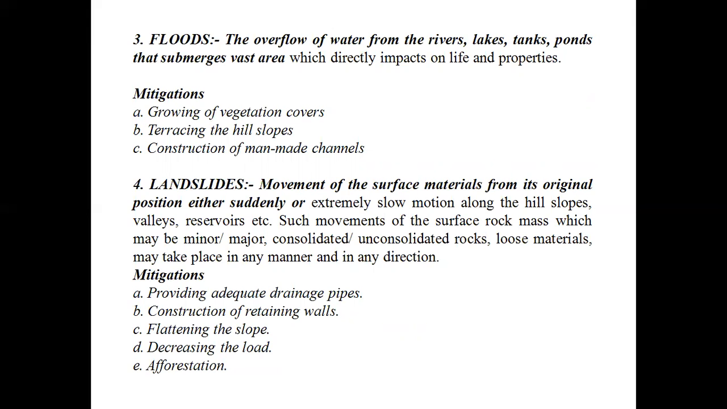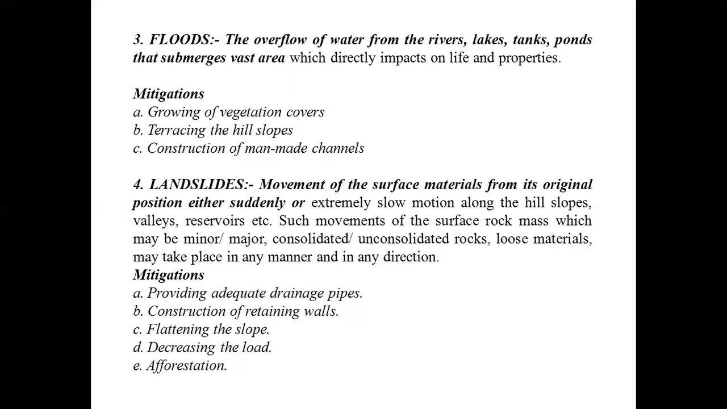So the next one is landslides. We're already aware of what is meant by landslides and the different types. It is the movement of the surface material from its original position, either suddenly or under extremely slow conditions, under the movement of gravity, on hill slopes, valleys, reservoirs. Such a movement of the surface rock mass may be a minor one or a major one, consolidated or unconsolidated loose material, and may take place in any manner, in any direction, at any speed, whether slow movement or rapid movement is also possible.